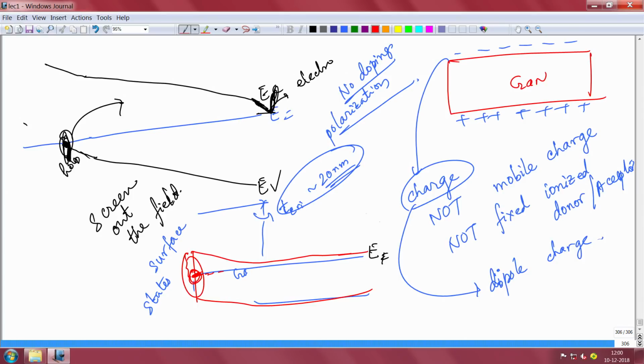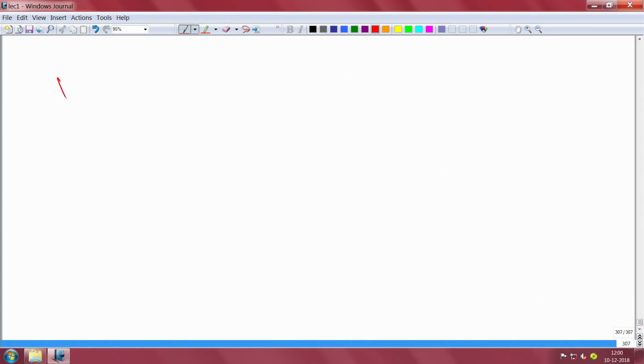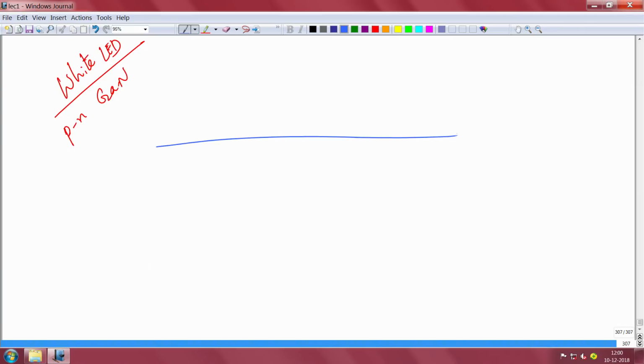Now, how do these materials enable technology? One very big thing is that it gives you the white LED. White LED essentially is a PN junction of gallium nitride, and in between you will have a quantum well. When we discuss LEDs, we will come to that. Your active layer, if you have a PN junction of gallium nitride, will look like this. This is P, this is N.